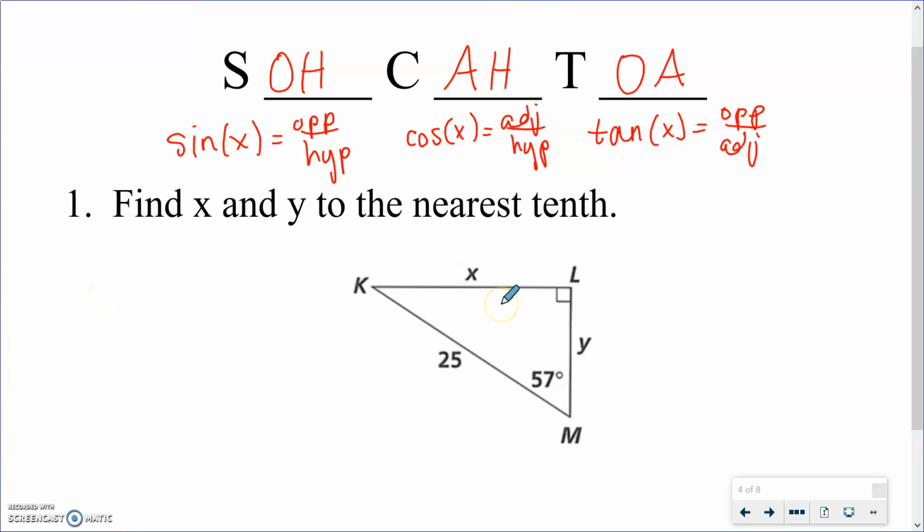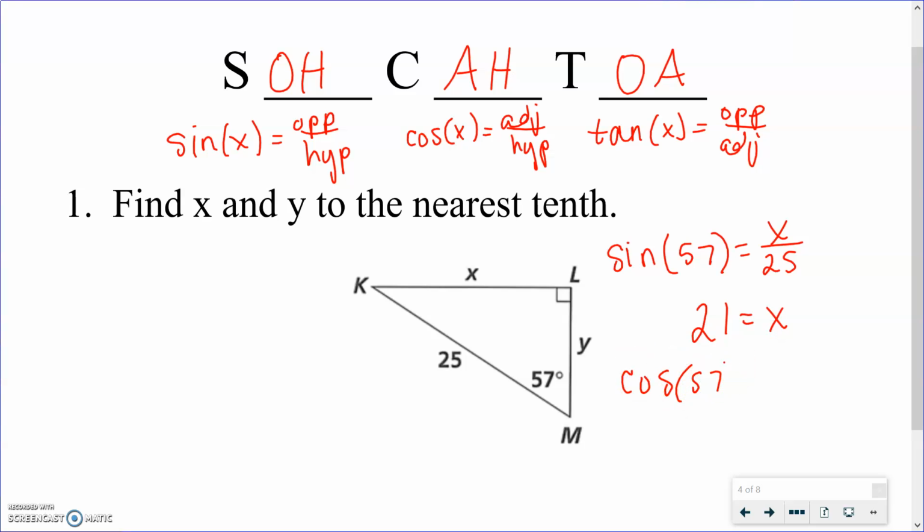we're trying to find x and y, so we're going to start with x. So we're going to say the sine of a 57-degree angle is going to be equal to x over 25. Okay, so this is a review of what we did yesterday, finding a missing side. So we would multiply both sides by 25 and get that x is equal to 21. You can also do the cosine of 57 and then do the adjacent, which is y over 25, and get that y is about 13.6.